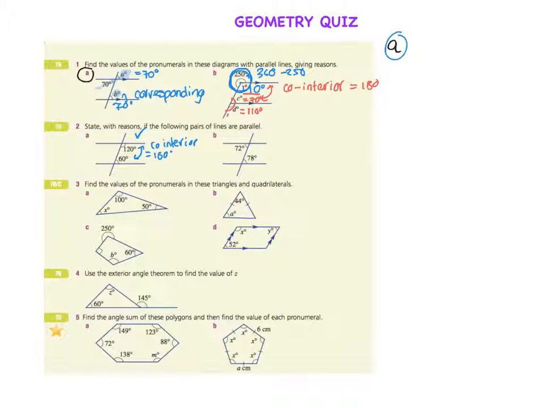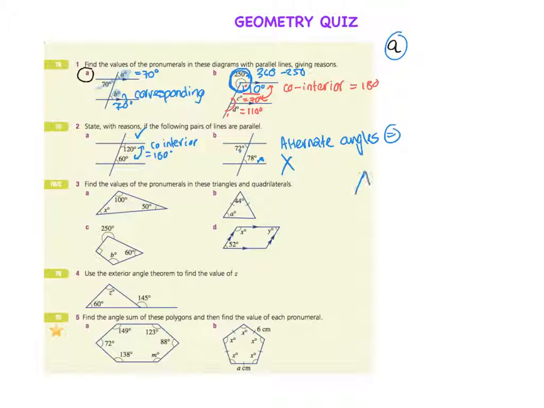What about these ones? This is alternate. If these were parallel, that would be alternate angles, and alternate angles are equal. So if that's 72, this one down here should be 72. So no, this one is not parallel. Yeah? Okay, question 3. Find the values of the pronumerals in these triangles and quadrilaterals.